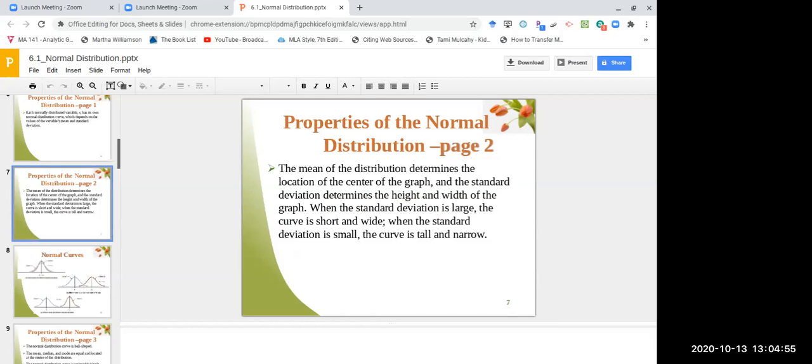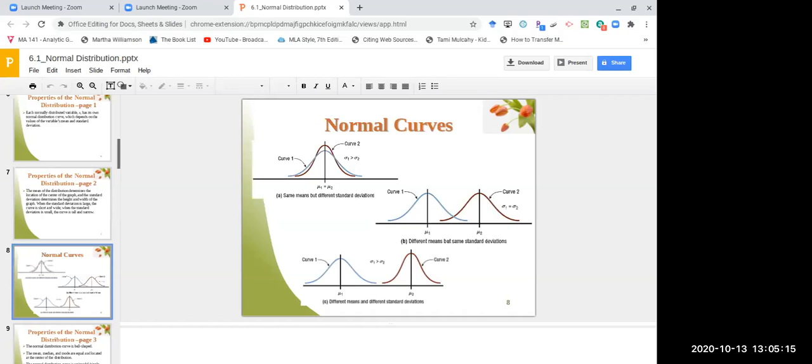The mean of the distribution determines the location of the center, and the standard deviation determines the height and the width of the graph. So when you have a large standard deviation, you have a short wide curve. When the standard deviation is small, the curve is narrow and tall, which is what she shows you here.